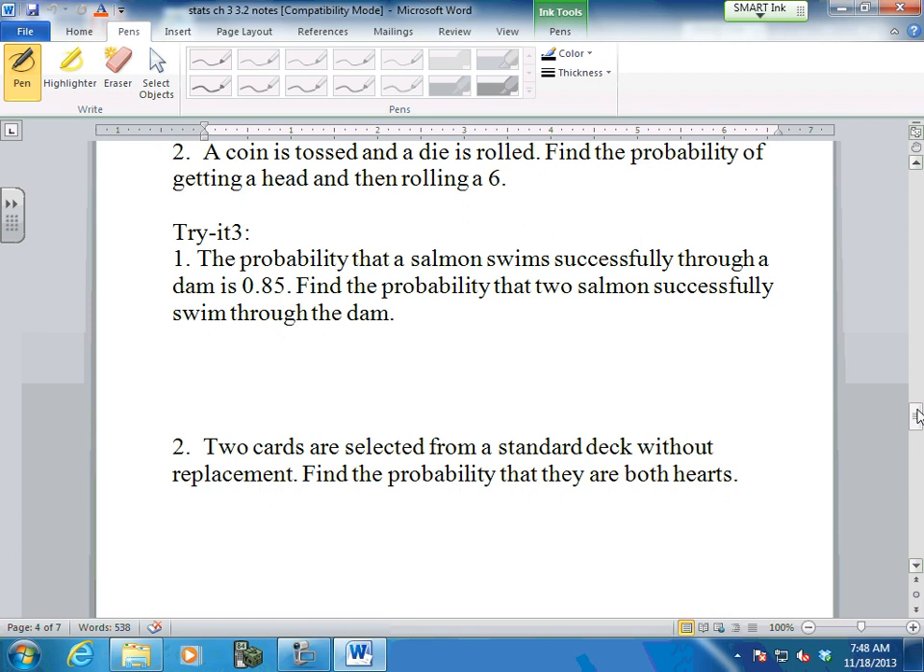Okay, so for the first one, we're looking for the probability that one salmon swims successfully and the second salmon swims successfully. Is this independent or dependent? Independent. So what are we multiplying? 0.85 times 0.85. Good. And? 0.7225, which equals 289 over 400. What did you get for your decimal? 0.7225. Thank you. You can leave it as a decimal.